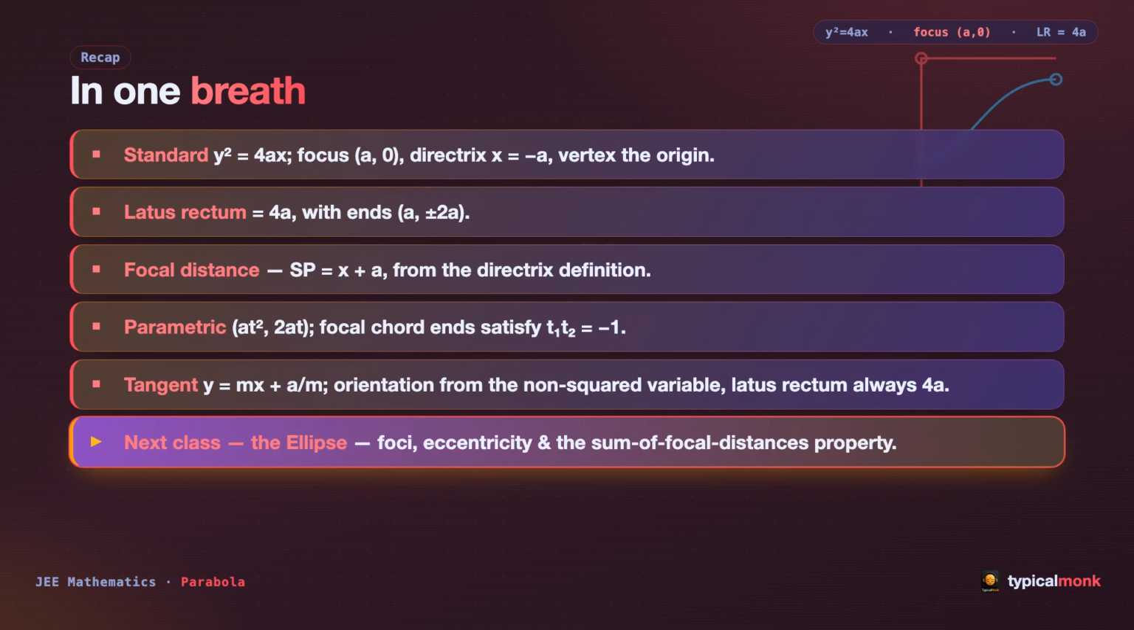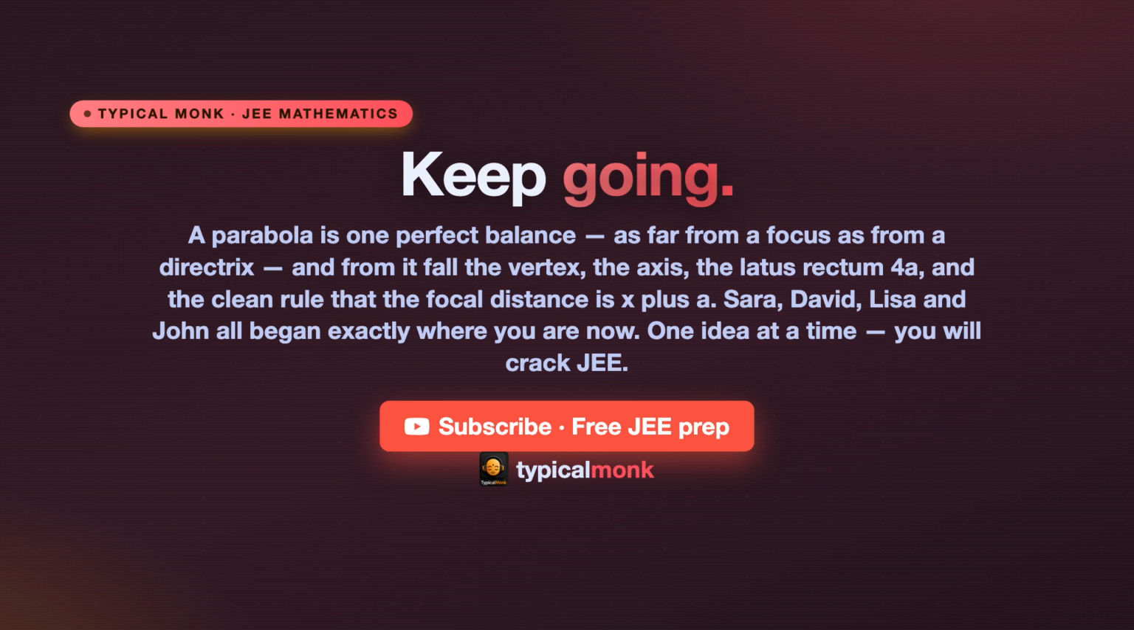Next class, the ellipse, its foci, its eccentricity, and the sum of focal distances property. A parabola is one perfect balance, as far from a focus as from a directrix, and from that fall the vertex, the axis, the latus rectum 4a, and the clean rule that the focal distance is x plus a.